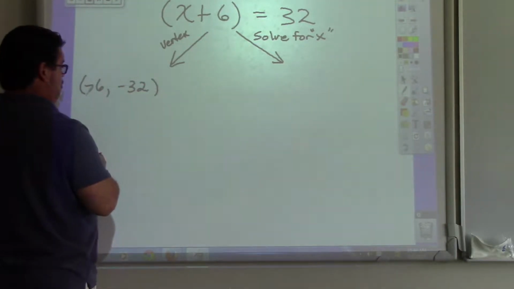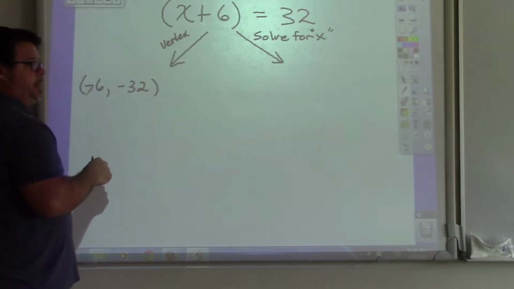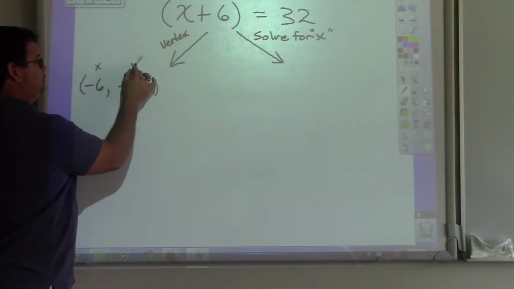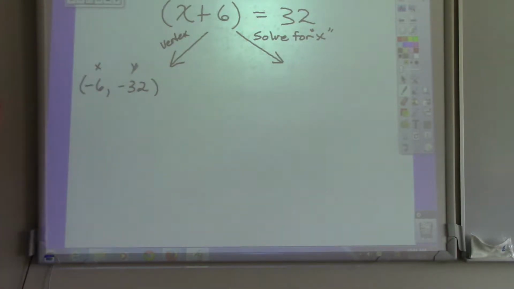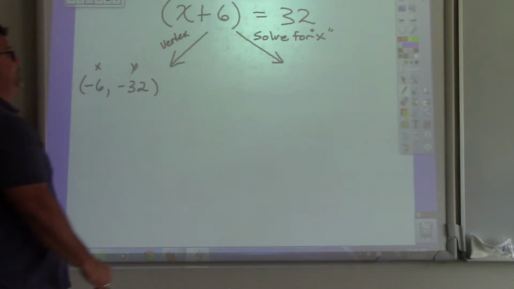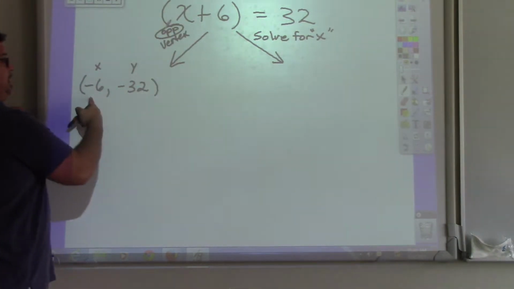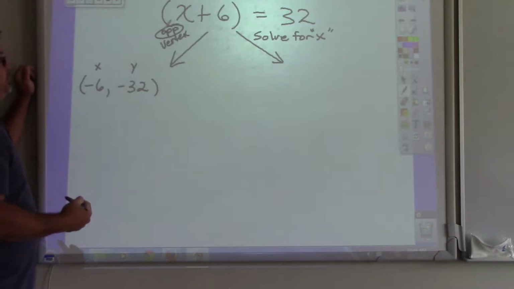We read from the left to the right. So what comes first, x or y? Okay, x. It's a miracle. This is your x and this is your y, it's your vertex. We took the opposite of both. So that's one way to do it. Take the opposite of both. Negative 6, negative 32. And that's your vertex.